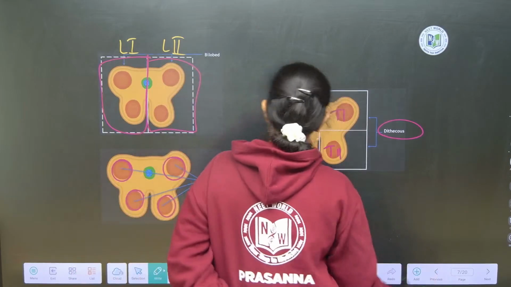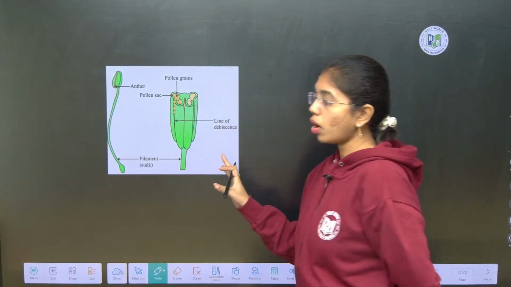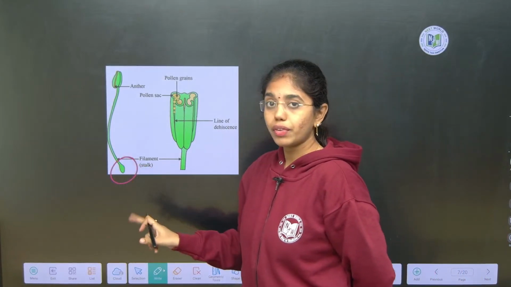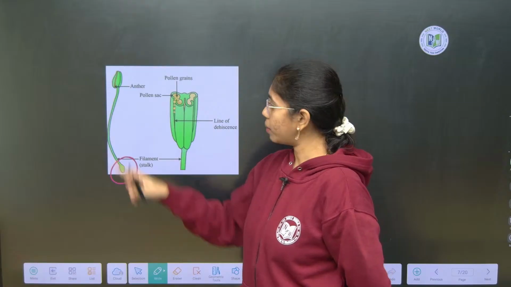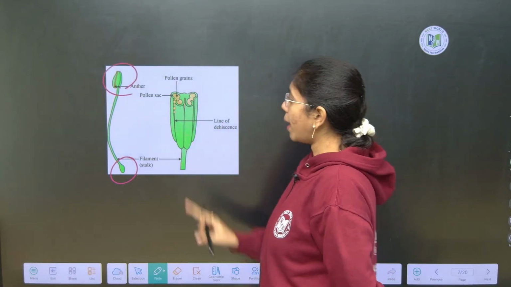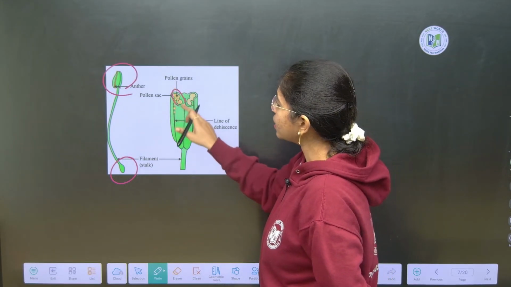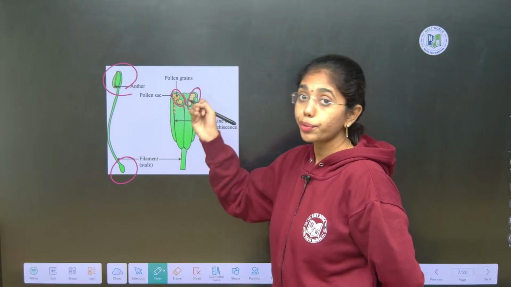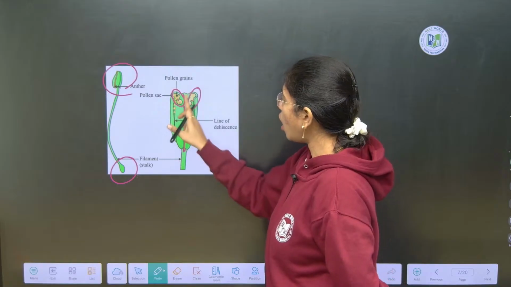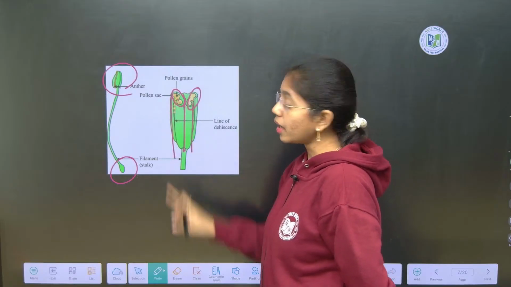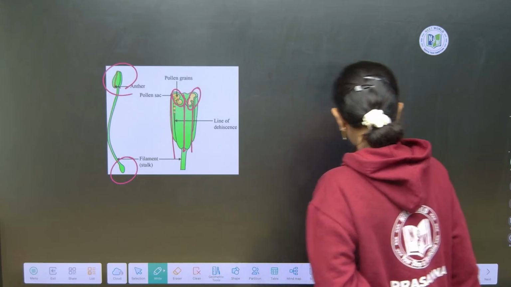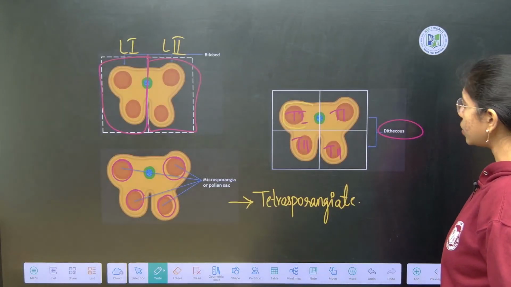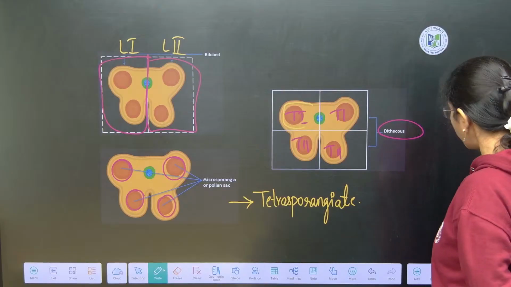Fine. So, this is the diagram given in your text, where the proximal end of the filament is attached to the thalamus and the distal end is holding the bilobed anther, and here you can see it has 2 lobes. These 2 lobes will later mature into pollen sacs, and the longitudinal line here will act as the line of dehiscence at the time of pollen grain release. This is the structural description of anther and filament.